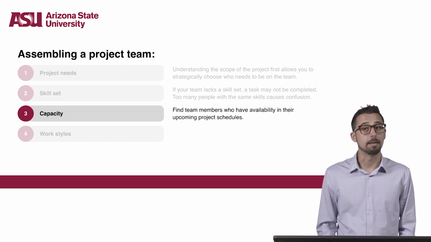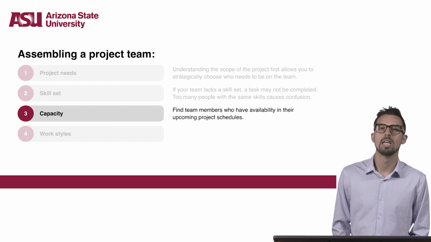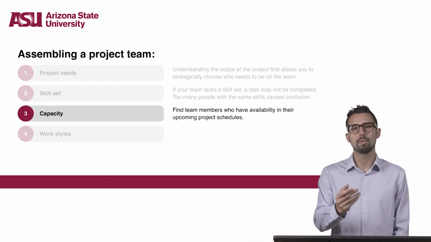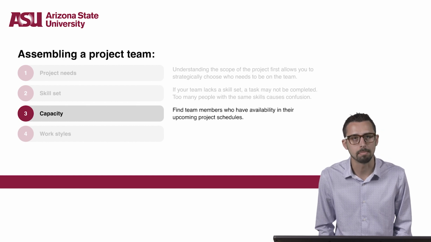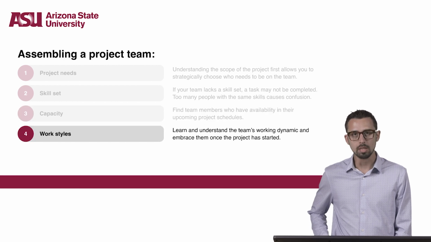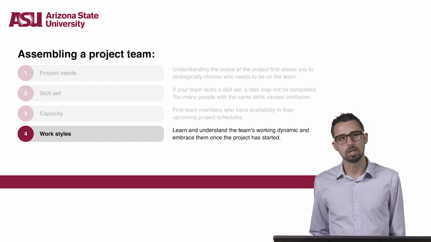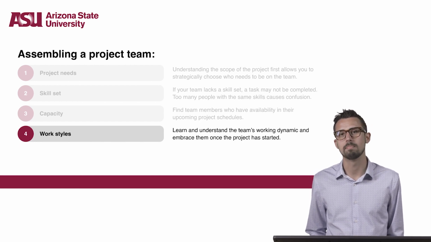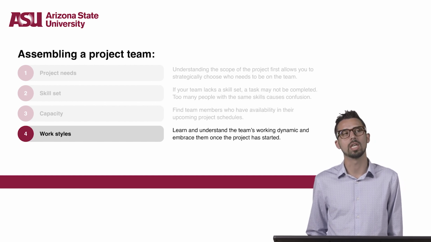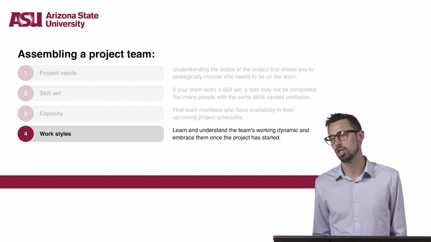When thinking about capacity, even if you find the perfect person for a part of your project, if they are overloaded with work, they can become a roadblock. So it's important to project managers that team members have availability in their upcoming project schedules. And then different people have different work styles and personalities. It's important to understand how these differences might affect your team dynamic and embrace them once the project is started. In other words, don't go into a project trying to make sweeping changes.